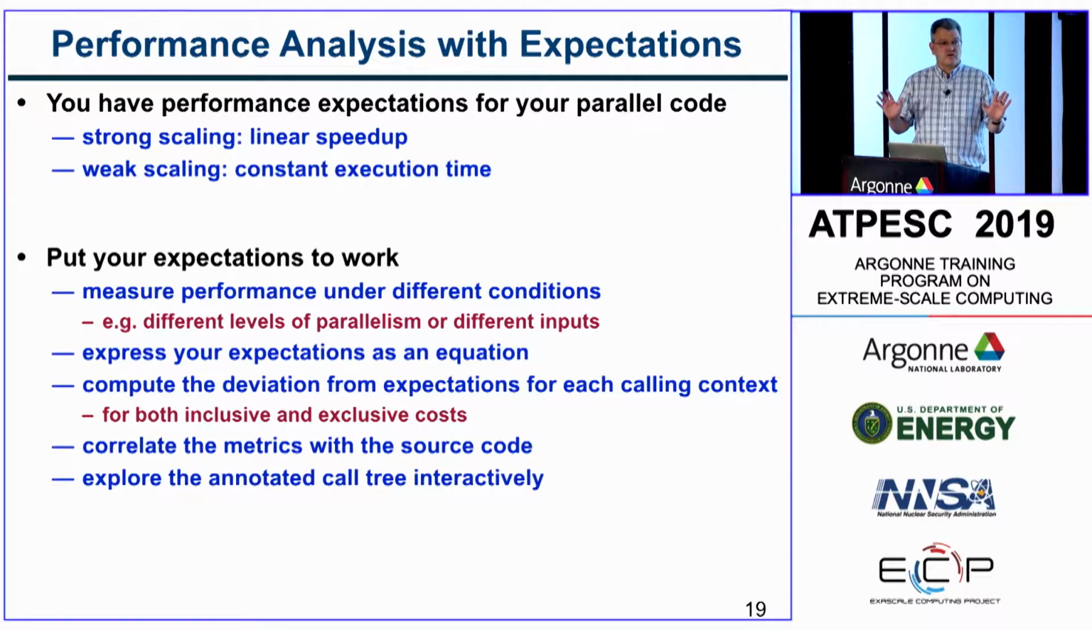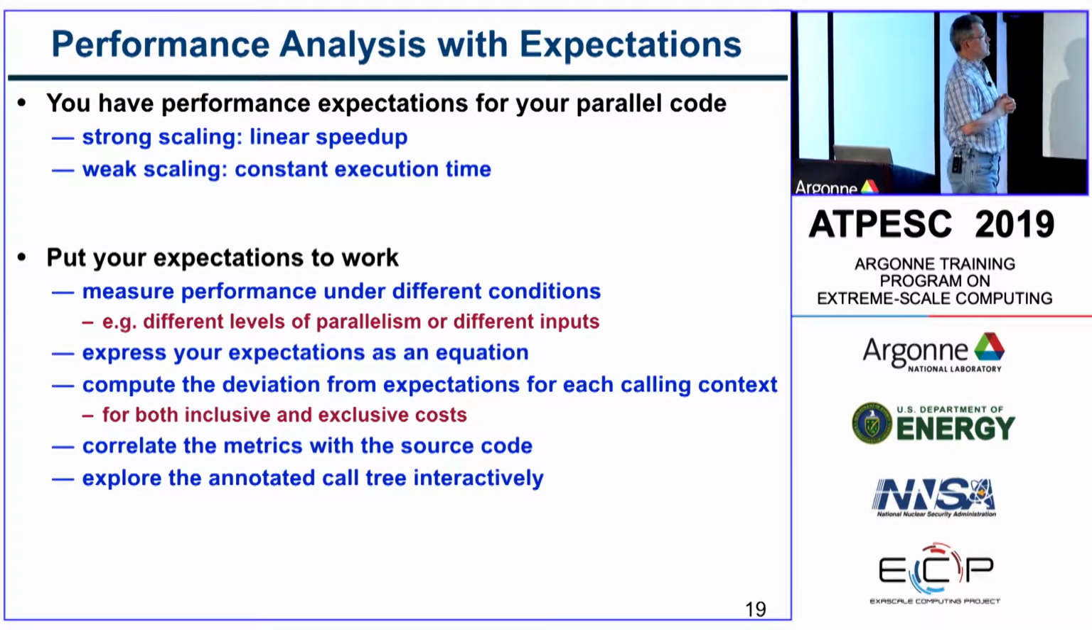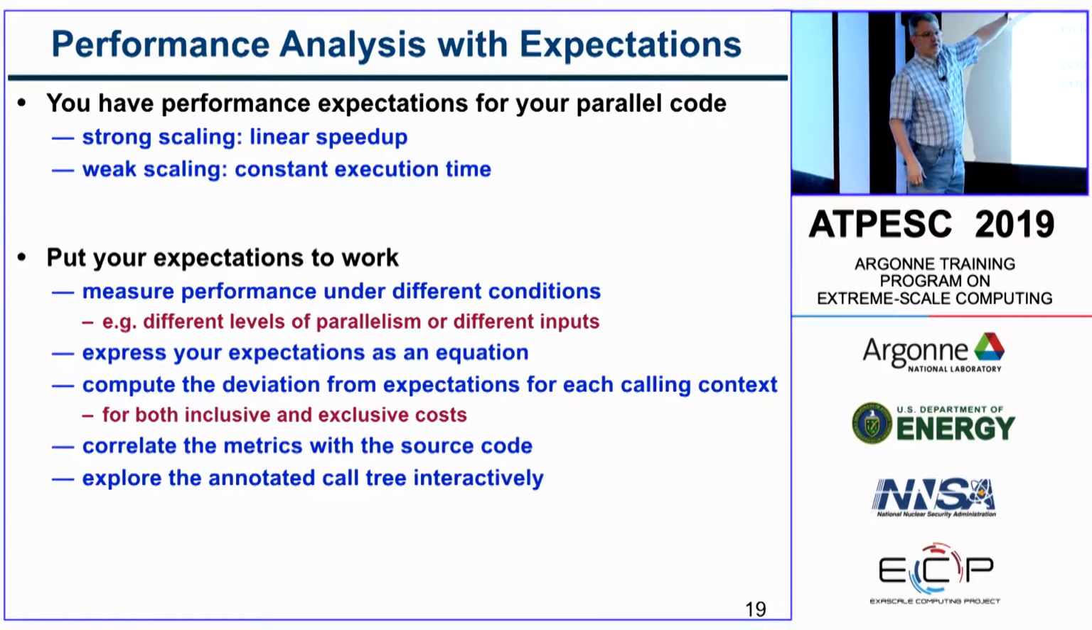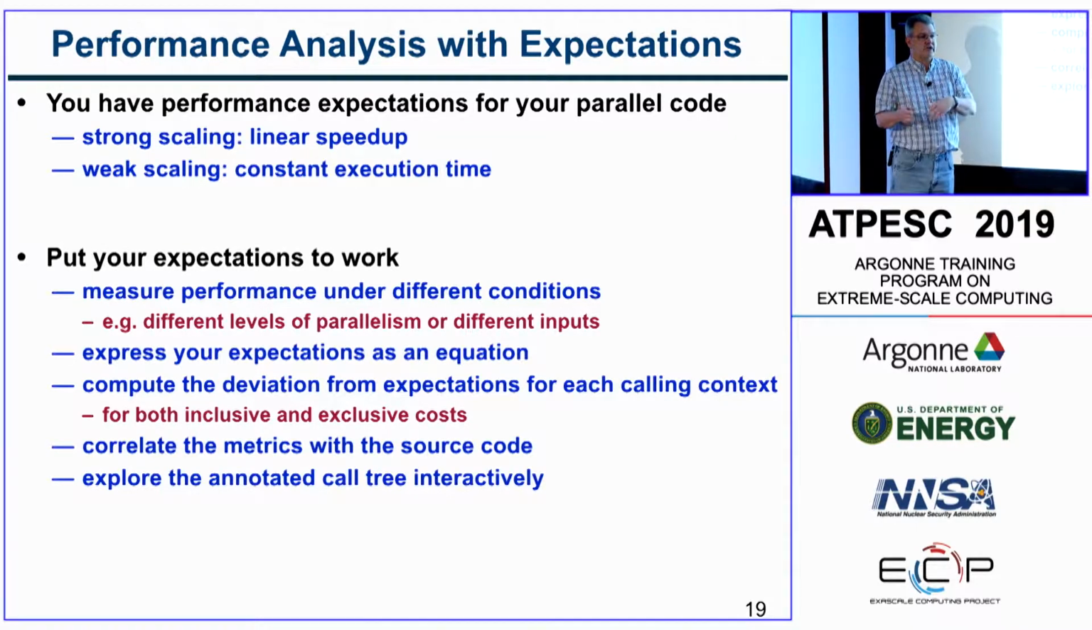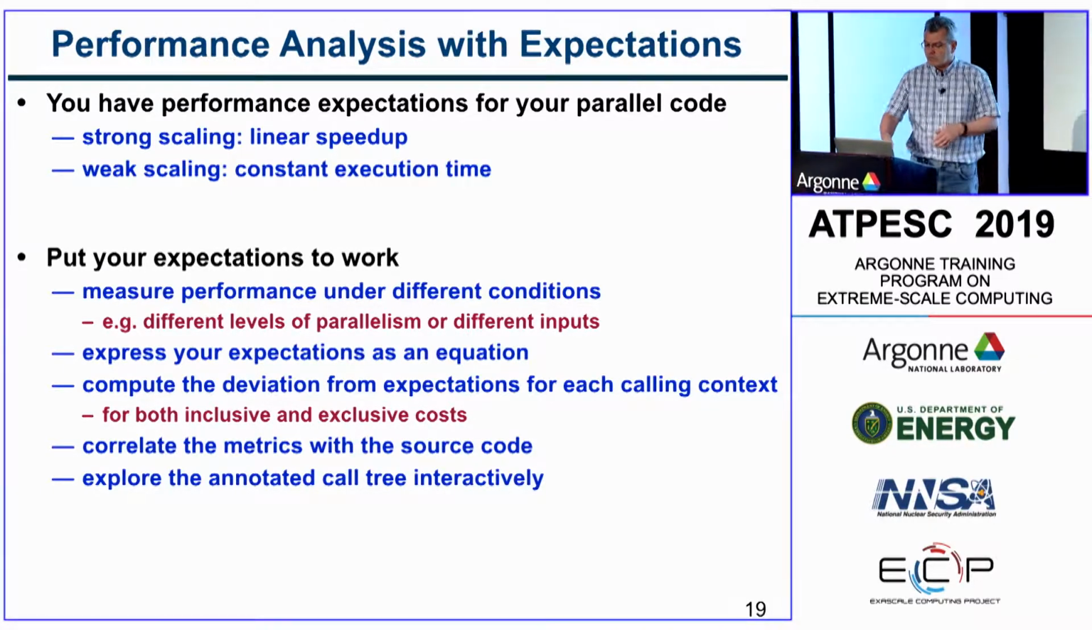From that simple idea, we can put your expectations to work. We measure performance under different conditions. You run it at one scale, and then you run it at another. Then you express your expectations as an equation, and I'll show you what I mean by that. And then you compute the deviation from the expectations for every calling context in your program, correlate this with the source code, and then explore the result.